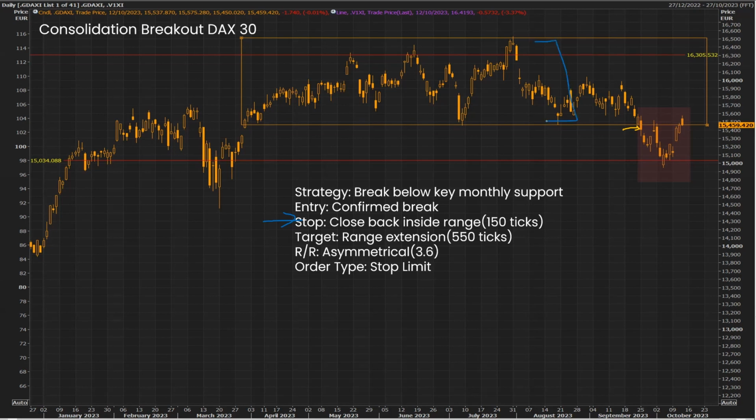What you'll typically find is that consolidation ranges typically extend by the size of the range. Okay, so that's a typical. Sometimes it's more and sometimes it's less, but typically in terms of a distribution, you should get, roughly speaking, this range is 1,000 points. Now if we know the reward straight away, in terms of stop, we can see we've got an asymmetrical opportunity here.